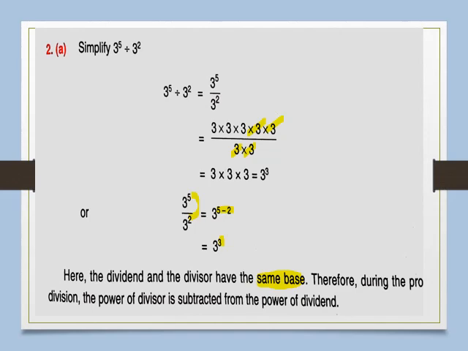And therefore we can do it directly: 3 raised to 5 upon 3 raised to 2 means 3 raised to 5 minus 2, that is 3 raised to 3. Here the dividend and the divisor have the same base, therefore we are doing so. If the bases are not the same, we don't have to do this. The law is not applicable when the bases are not the same.